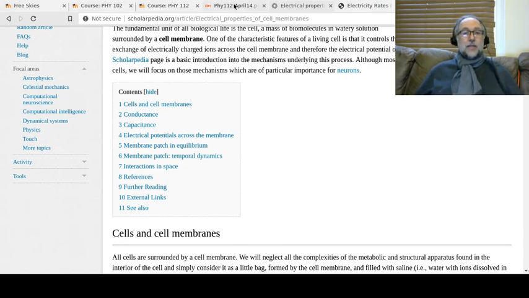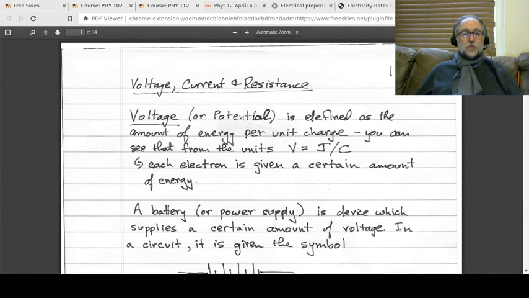Well, let's start. The first things we're going to study are voltage, currents, and resistance. Voltage you've already been introduced to last class, and you're going to hear me use the word voltage and potential quite synonymously. They mean the same thing. And don't forget, potential is different than potential energy. So what is voltage? Just to remind you, voltage is defined as the amount of energy per unit charge.